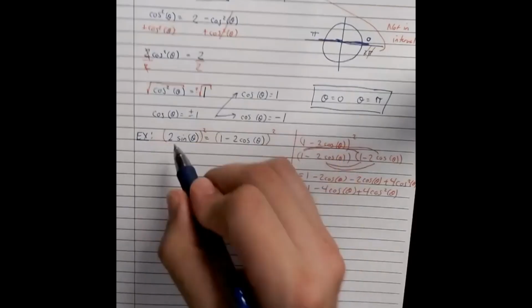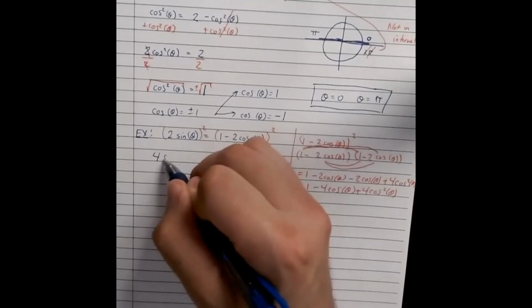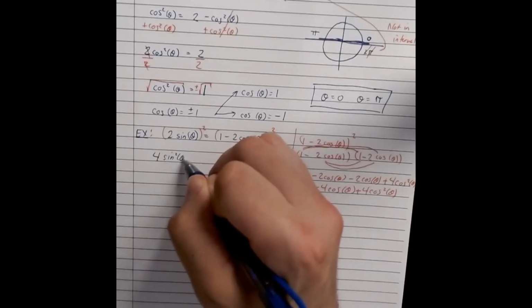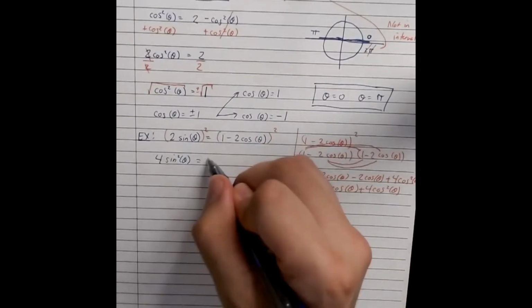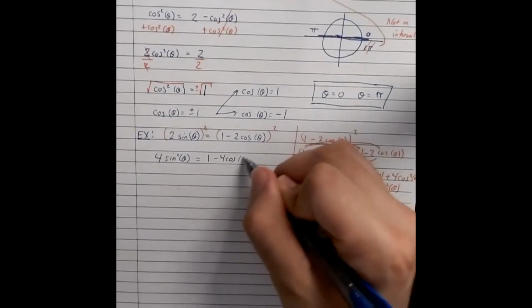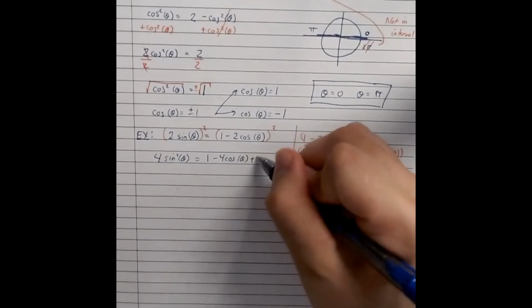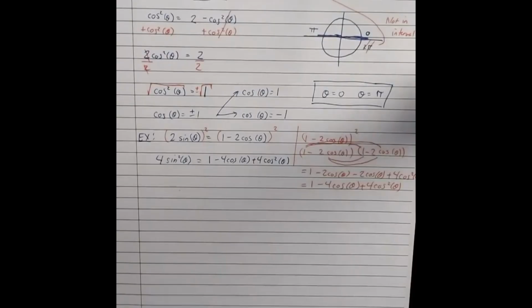All right, so here we go. Here, this is going to give me 4. This is sine squared of theta. This, well, that's all of that stuff. That's going to be 1 minus 4 cosine of theta plus 4 cosine squared of theta. Just like that.